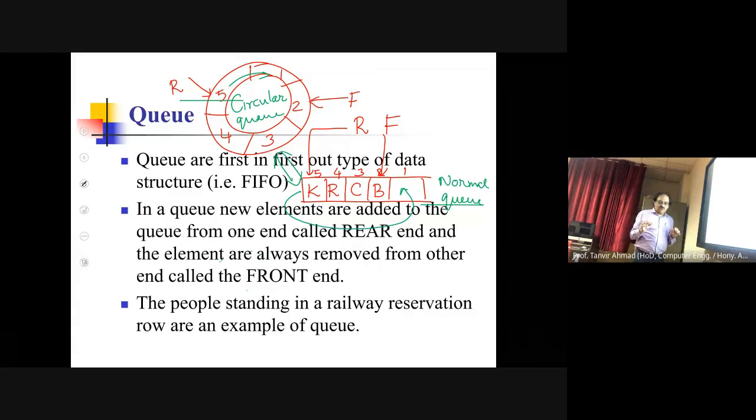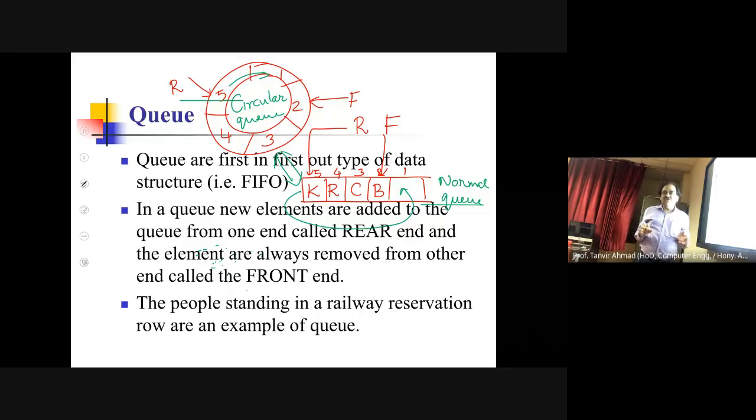Now, a circular queue is just a visualization. There is nothing like a circular queue existing in the real world; physically it doesn't exist. But you are just visualizing it as a circular queue by joining the last and the front end together. Why? Because here, if I want to go from 5 to 1, you will find that those two cells are not adjacent. Whereas if I draw it as a circle, you find that 5 and 1 are adjacent.